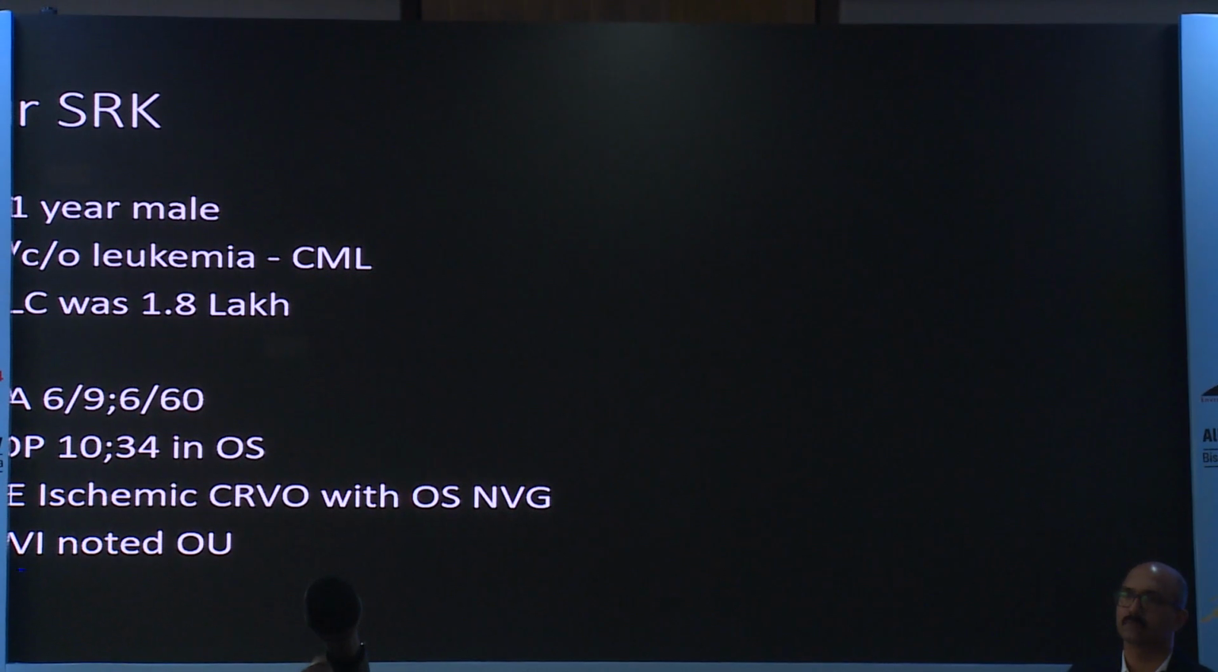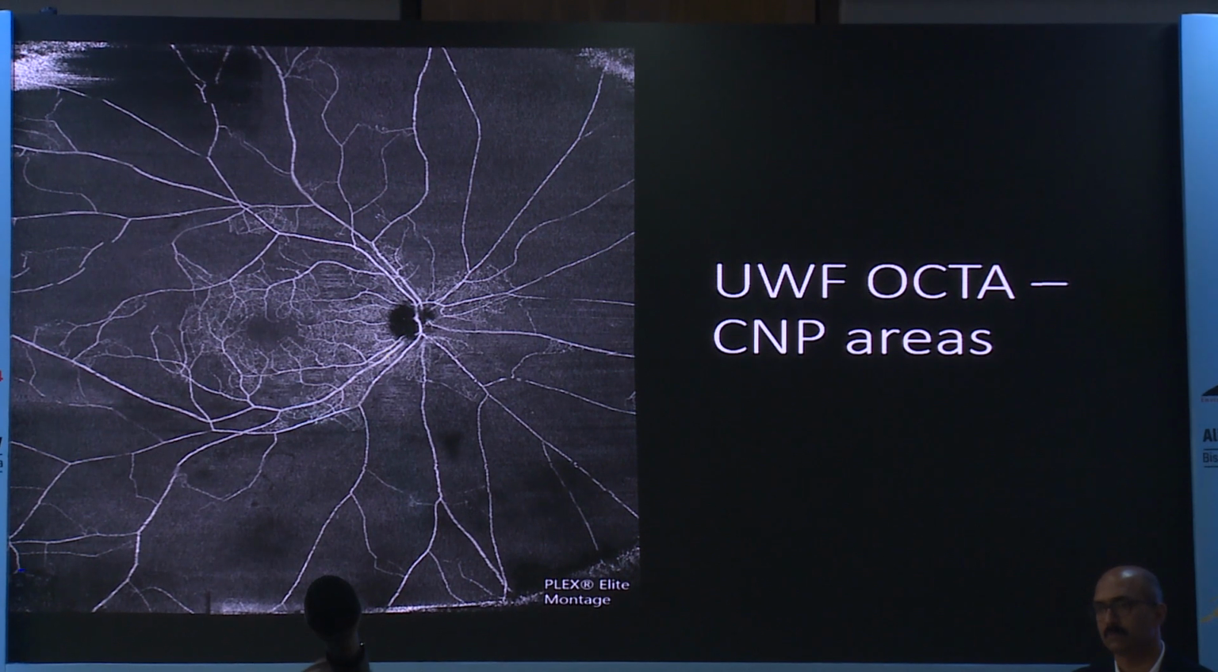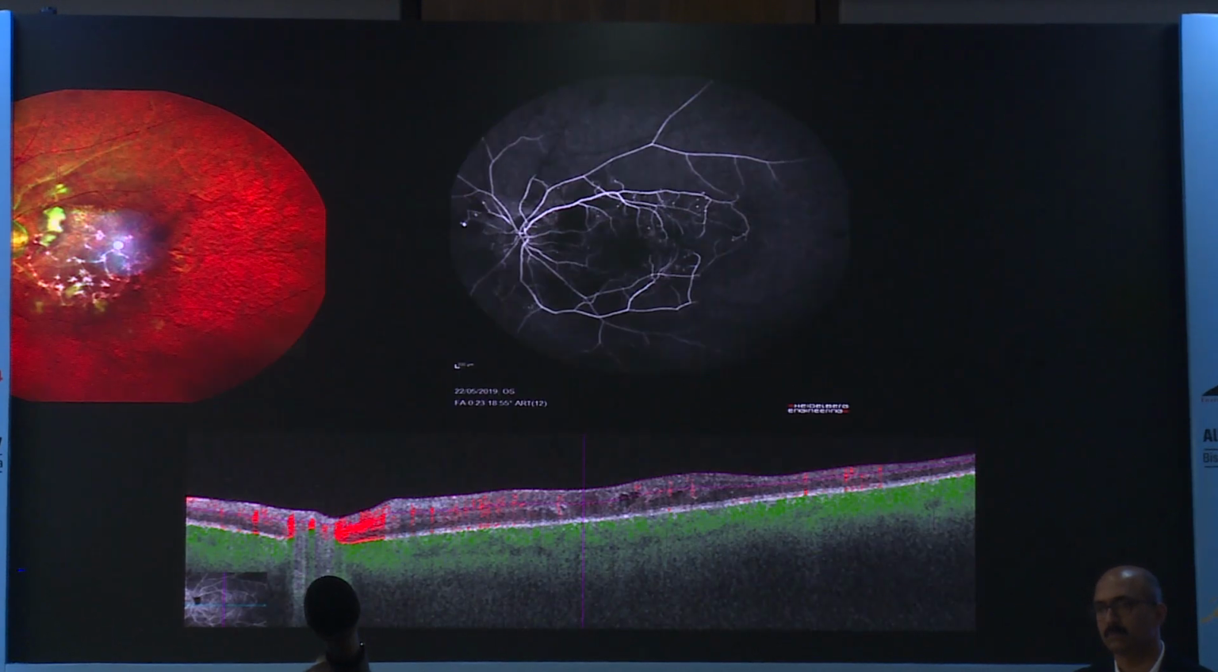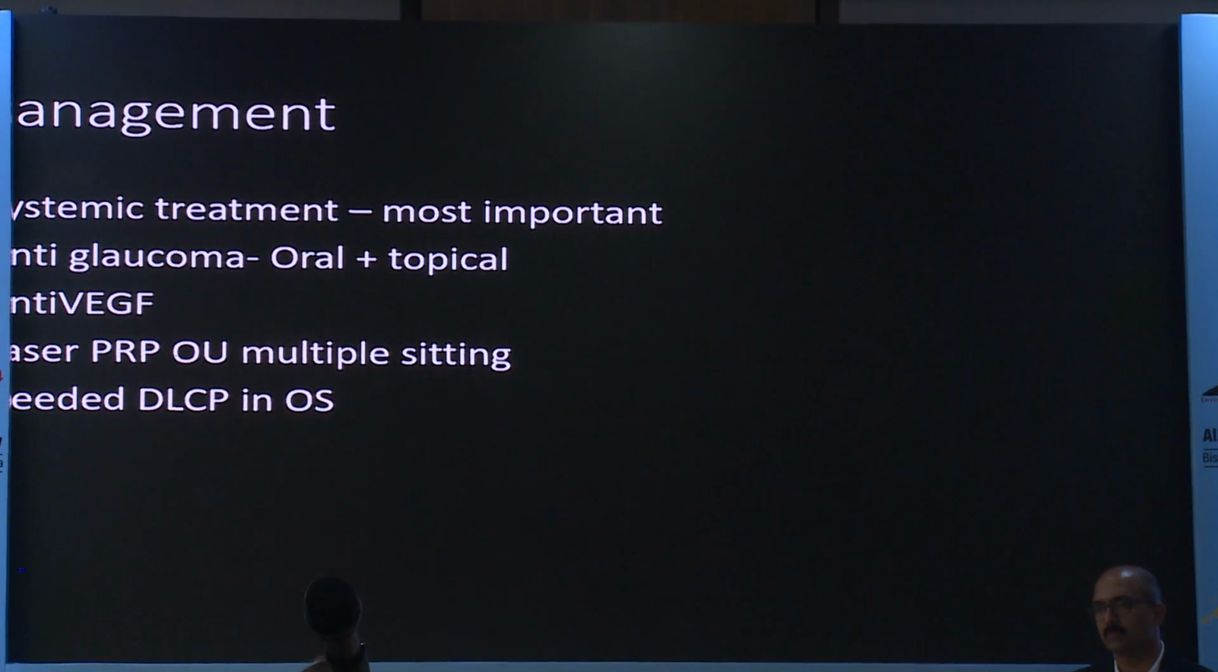Second patient I wanted to just discuss was a patient who had leukemia, TLC was 1.8. Left eye had high pressures, ischemic CRVO, a very featureless retina you can see, but the OCTA clinches the massive amount of capillary non-perfusion, and both the eyes you can pick up this beautifully using the Widefield OCTA.